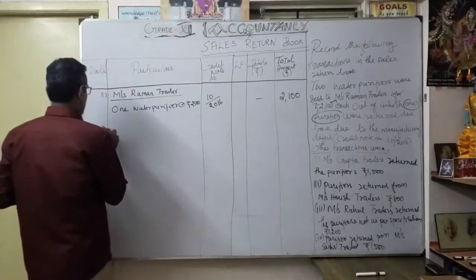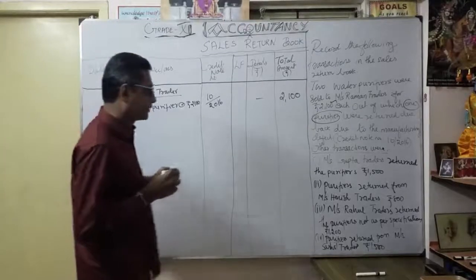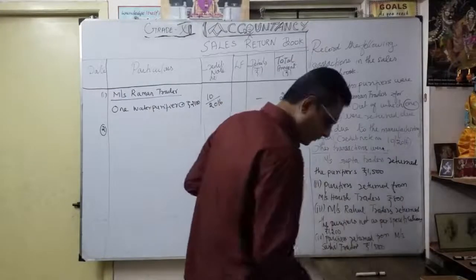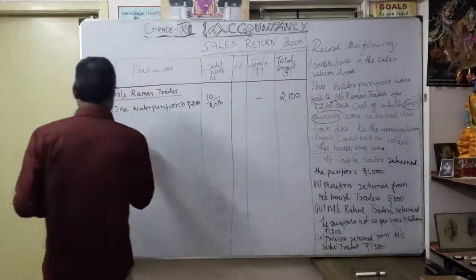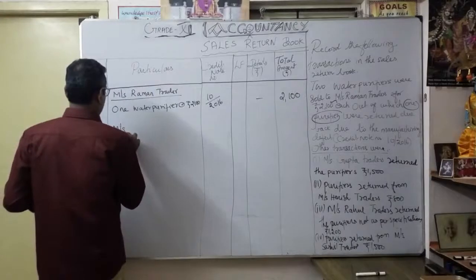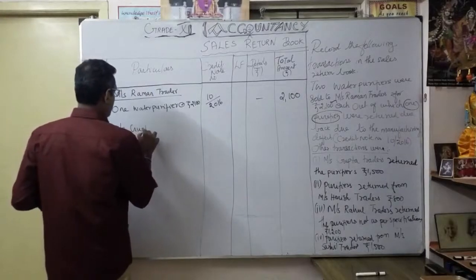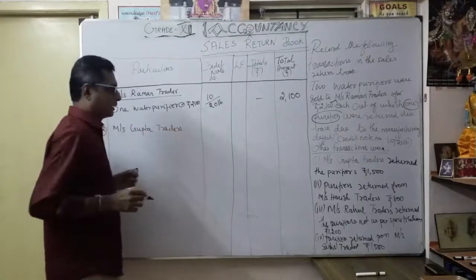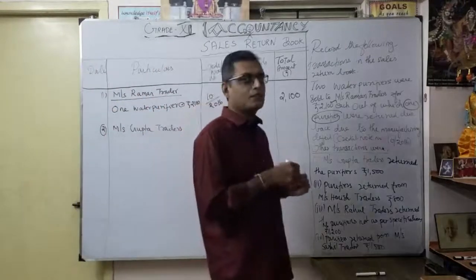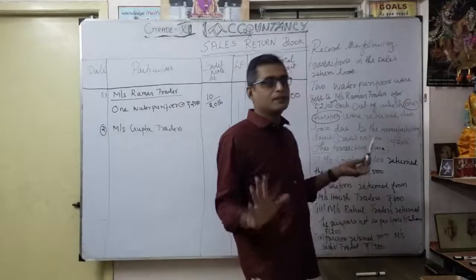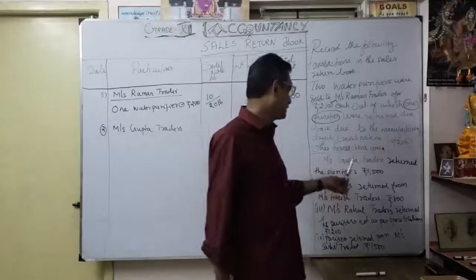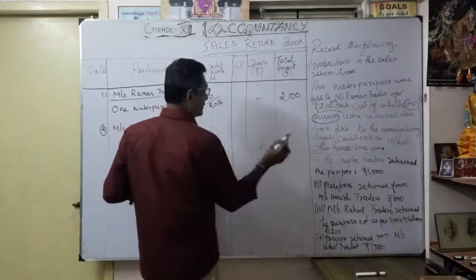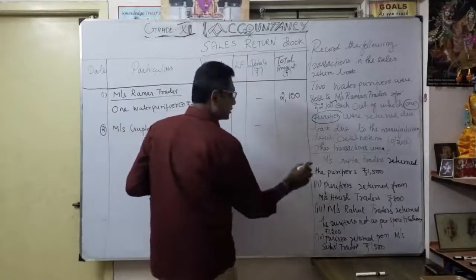Then the second one. What is the second one? Gupta Traders returned a purifier, 1,500. So you can write Gupta Traders. They have not given any quantity, just the amount, simply how much was received from Gupta Traders. So we have written Gupta Traders, purifier. They have not given any credit note, so dash, 1,500.